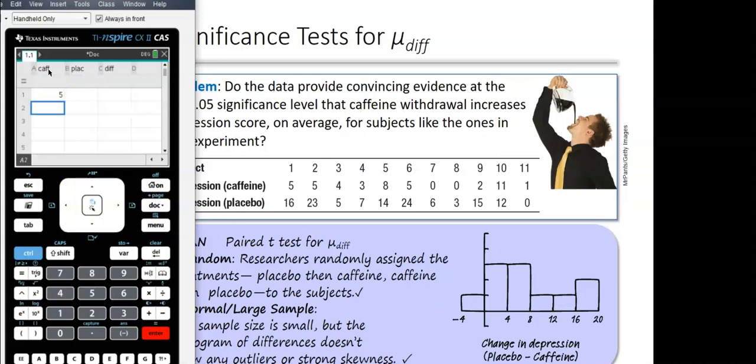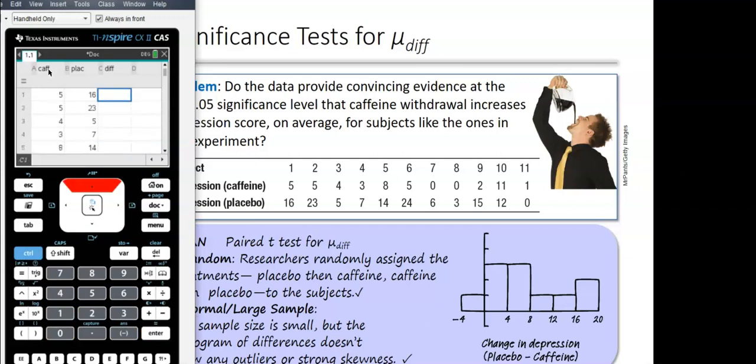So 5, 5, 4, 3, 2. And I have 11 pieces. I always like to check that. Wow, a lot more. 16, 23. Evidently, there may be some depression happening in just a matter of days here. Okay, so we have an equal number of data pieces.